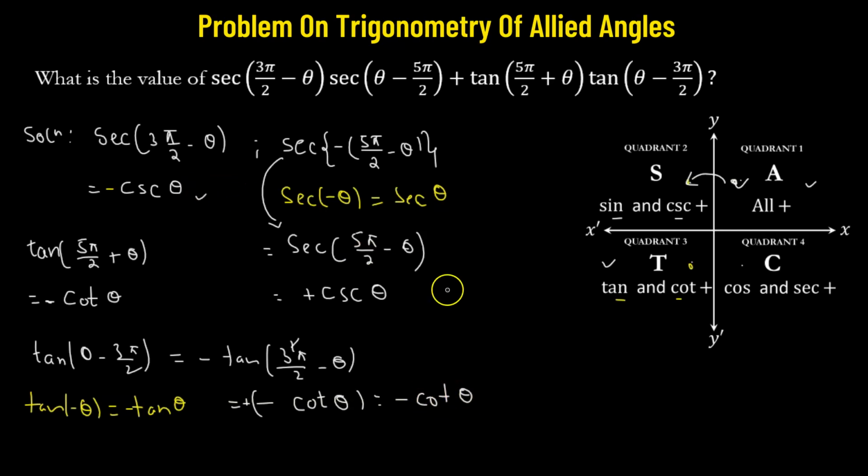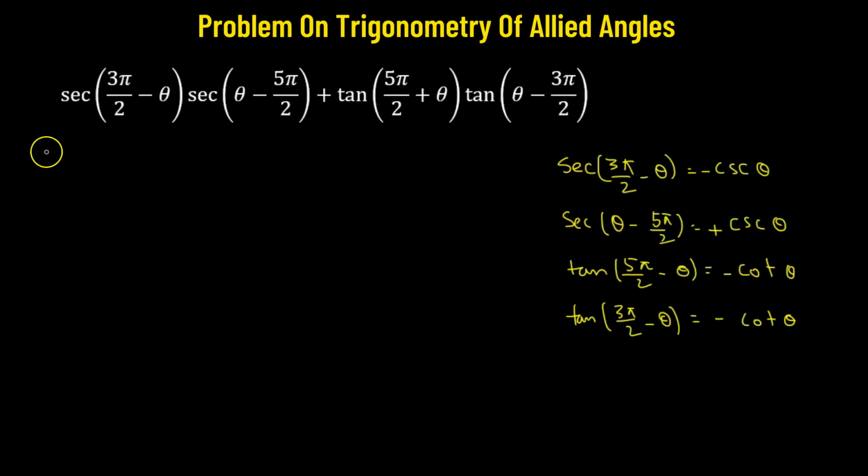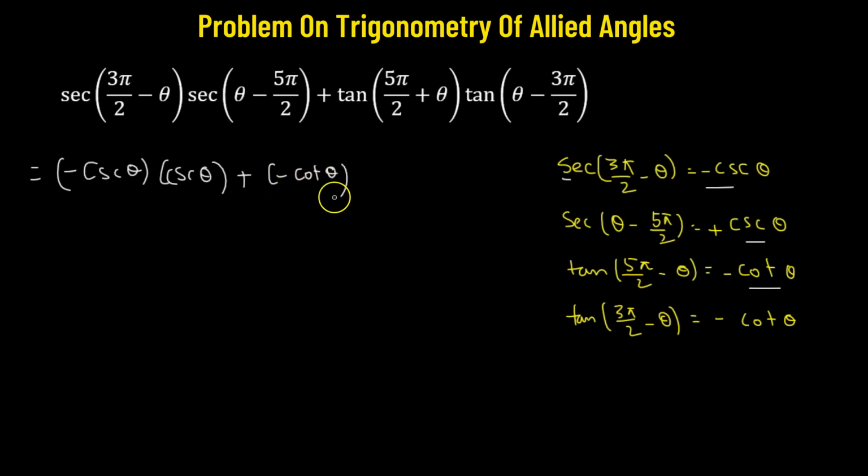Now that we have the individual values of each of the trigonometric ratios, we're going to substitute them into our given expression to find its value. Let's plug in the values. Secant of 3 pi over 2 minus theta is negative cosecant of theta, multiplied by secant of theta minus 5 pi over 2, which is positive cosecant of theta. Then we have tangent of 5 pi over 2 plus theta, which corresponds to negative cotangent of theta. This gets multiplied by tangent of theta minus 3 pi over 2, which is negative cotangent of theta. So this gives us negative cosecant squared theta plus cotangent squared theta.